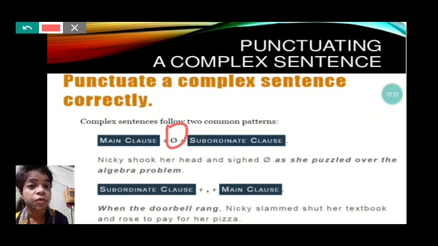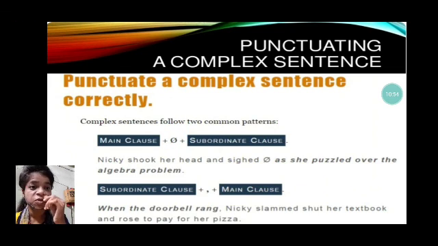But what was the second rule? If you put the subordinate clause at the first position and the main clause at the second position, then you need to separate both clauses using a comma. Like, when the doorbell rang, comma, Nikki slammed shut her textbook and rose to pay for her pizza. Now, when the doorbell rang, this is the subordinate clause, then a comma, and then the further part is the main clause: Nikki slammed shut her textbook and rose to pay for her pizza. I hope you have remembered this from when I taught you clauses.